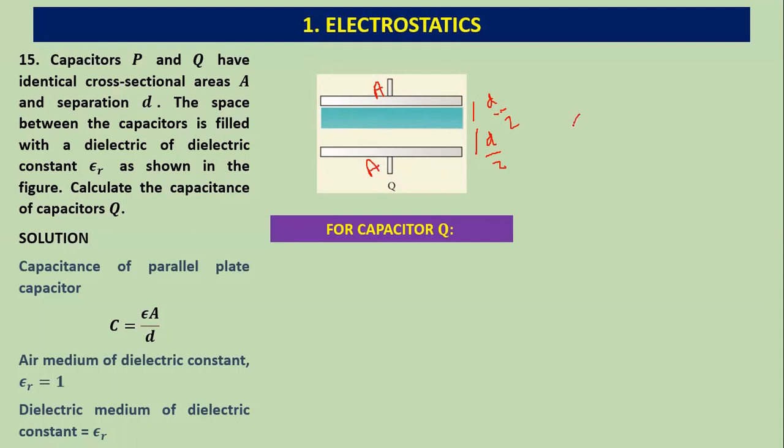So the effective capacitance will be Cs, where 1 by Cs will be equal to 1 by Ca plus 1 by Cd. This is what we use to find the final value. Okay, good. So let us go step by step to get the answer.